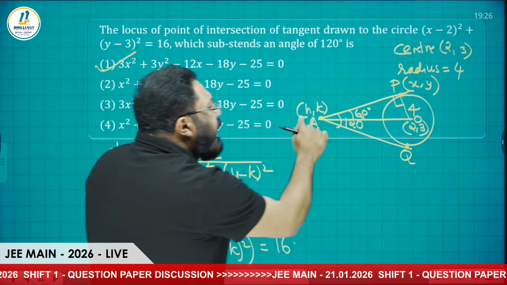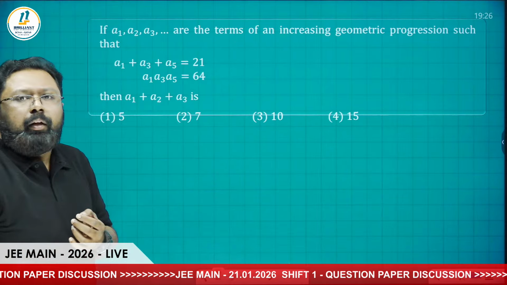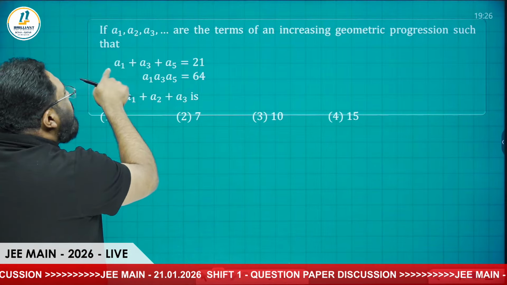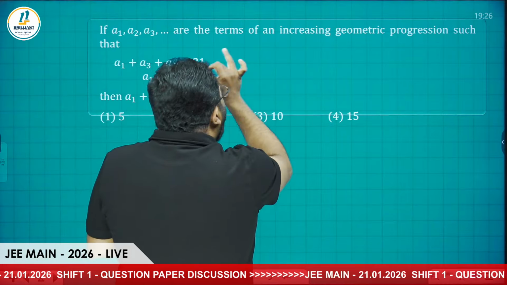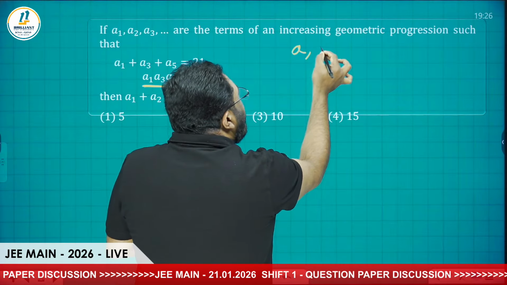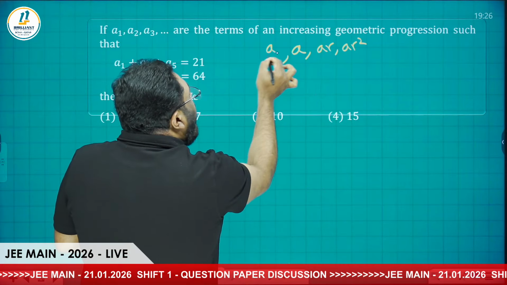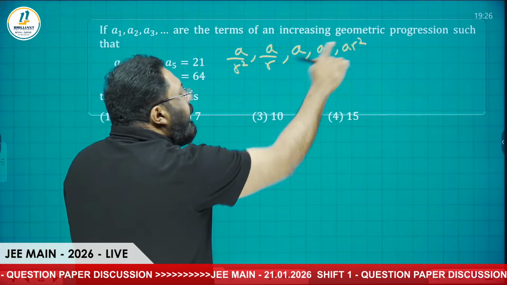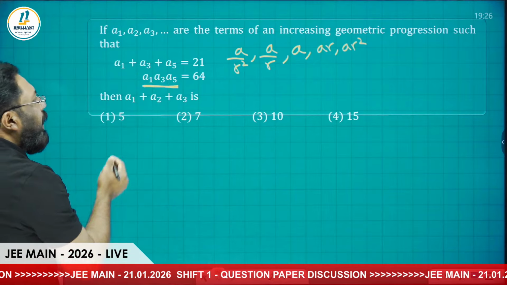Okay, next question. We have an increasing GP over here, and they're talking about terms A1, A3, A5. When the product is mentioned, it is always easier if you take the terms as A, AR, AR squared, A by R, A by R squared. This is the best way to assume it, because product is mentioned, you can directly come to the value. So A1, A3, A5.